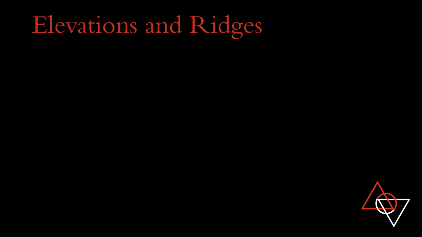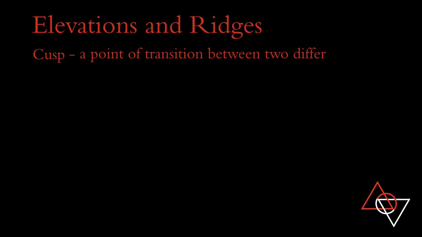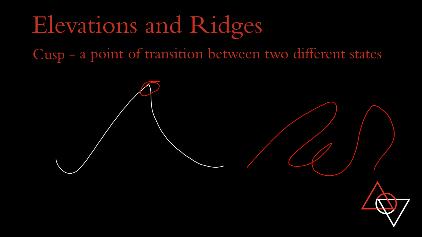So, the first term that I want to talk about within the section of elevation and ridges is a cusp. And a cusp is very easy to define. Basically, it's a transition from one thing to another, a point of transition between different states. So, for example, if I have here a line, the cusp would be here. If I have such a line, it would have more cusps. So all of these things here will be different cusps because the line transitions from one place to another.